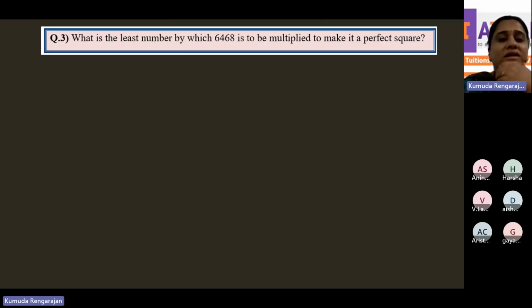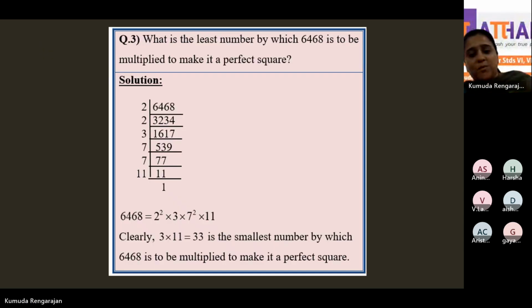The third one: what is the least number by which 6,468 is to be multiplied to make it a perfect square? What's the answer, Surya? It's a number to be multiplied. Very good. So here Surya's got it right. 3 into 11, 33 is the smallest number. Online students, please acknowledge. How many of you have got this answer?